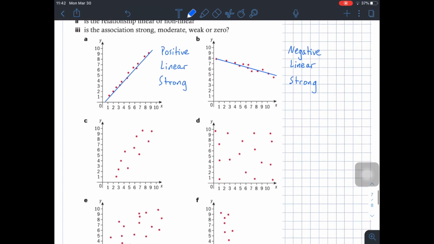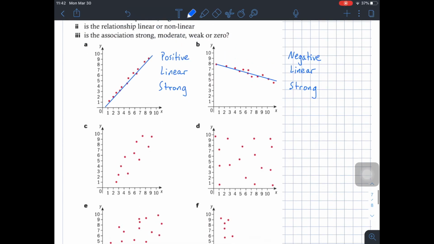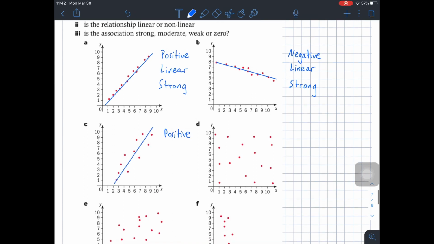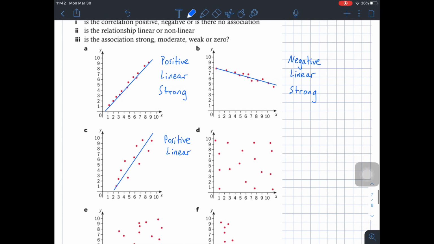Okay, then part C. Once again, this is a positive correlation. It has an upward trend. So positive. This is also linear. There's a line here that kind of models the behavior. So yes, this is linear. And is the association strong, moderate, weak, or 0? In this case, I would say it's moderate, right? There is a considerable spread between the points.